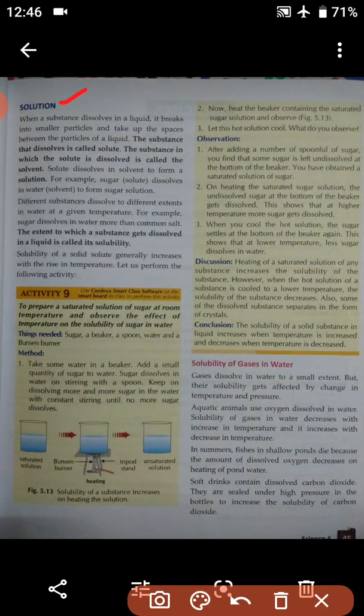Now we are going to understand about the solution. Okay, so when a substance dissolves in a liquid, it breaks into smaller particles and takes up the spaces between the particles of a liquid. So students, when a substance is dissolved in a liquid, it breaks into smaller particles and then it takes up the space between the particles in the liquid.